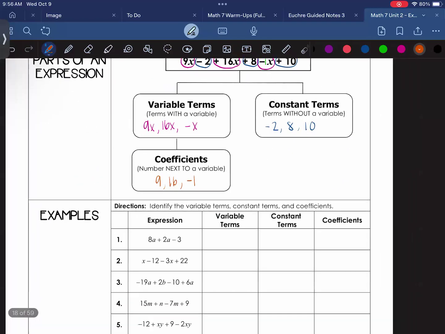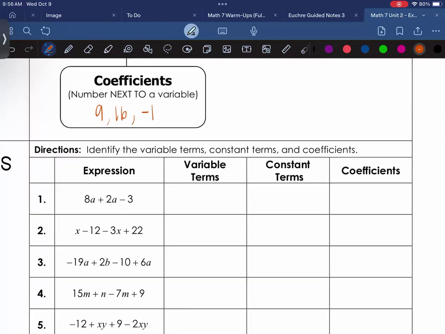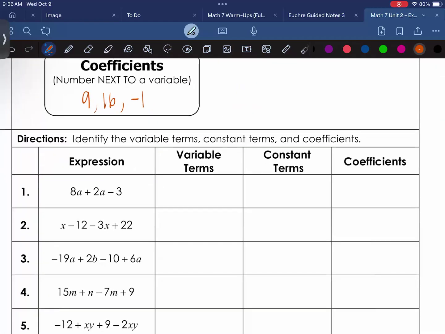All right, so we are going to try to just determine the variable terms, constant terms, and coefficients in these examples below us. I'm going to start by doing number 2, and then I'll have you do a few on your own. So number 2, a variable term is anything that is with a letter, the whole thing. So I have x here, and I have -3x here. Constant terms are just my numbers by themselves. So I have -12 and +22.